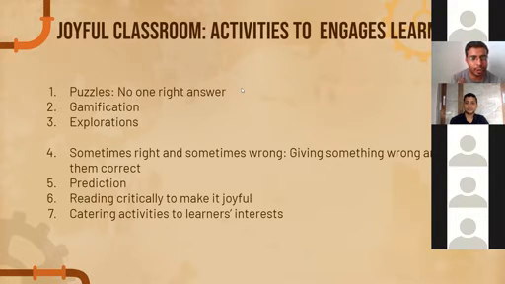Prediction, again, is a very important thing because they are thinking, imagining. So again, the joy factor may come. And as I said, when we are reading critically, that aha factor will come. Oh, wow, I didn't think about it. So again, the joy factor will come.